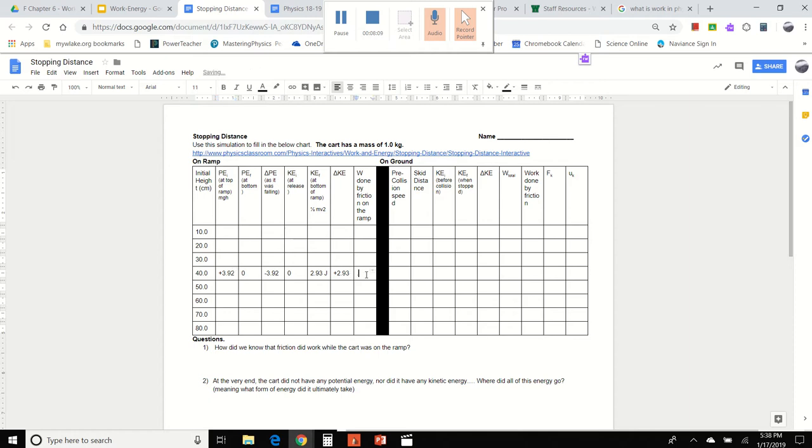Okay, which is, if you subtract those two, 0.99 joules. Or rather, negative 0.99 joules. We went from 3.92 to 2.93. The difference between these two numbers, between your final kinetic energy and your initial potential energy.